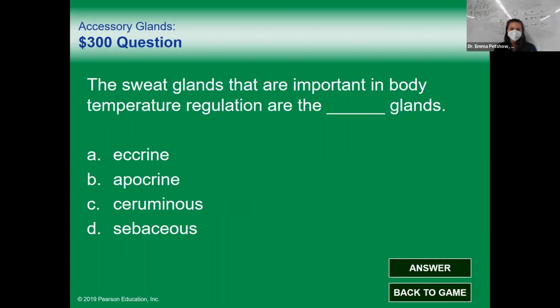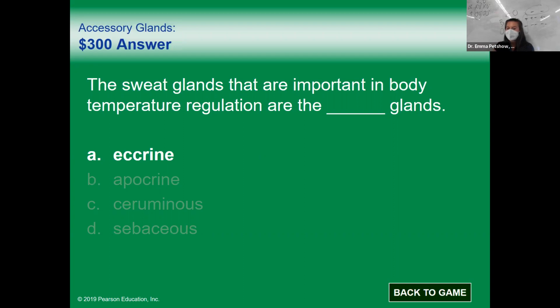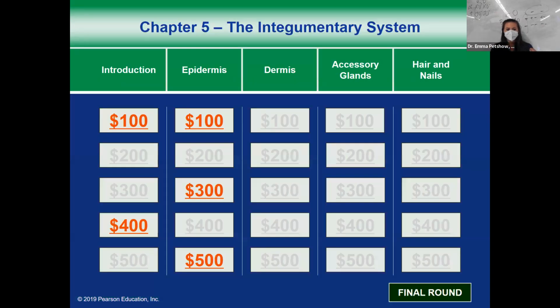All right, we'll finish it off. The sweat glands important in body temp regulation are what glands? Eccrine, apocrine, ceruminous, sebaceous. Okay, so we have some A or B, so we've done some process of elimination. Answer is A, eccrine glands. Yes, good job. Those are our temp regulation glands, eccrine glands. Good. All right, we have 5 more.